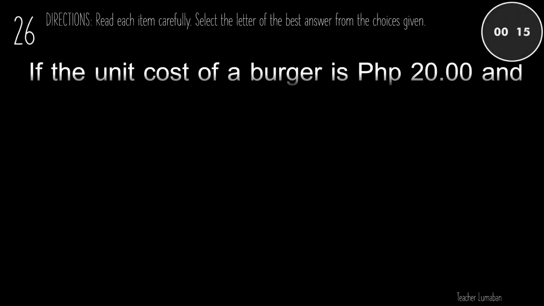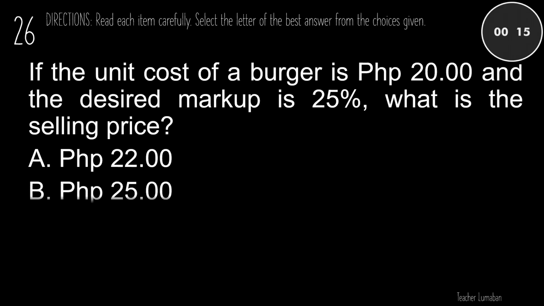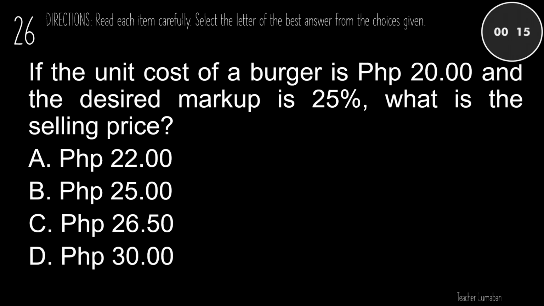If the unit cost of a burger is PHP 20.00 and the desired markup is 25%, what is the selling price? A. PHP 22.00. B. PHP 25.00. C. PHP 26.50. D. PHP 30.00.